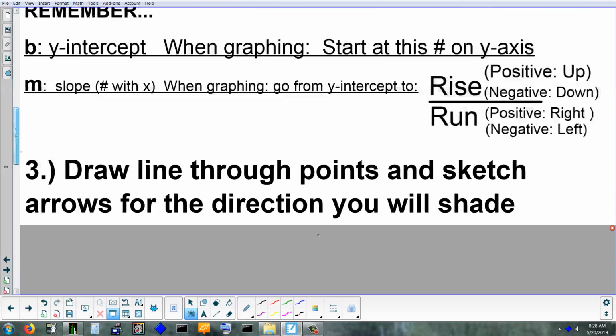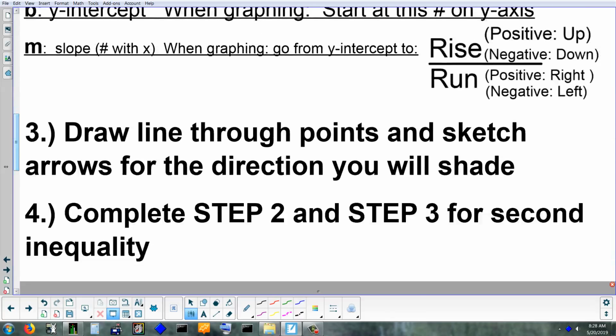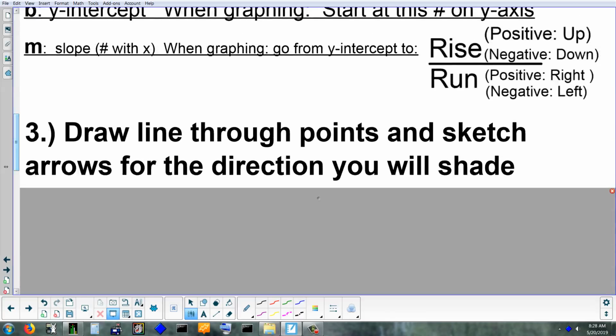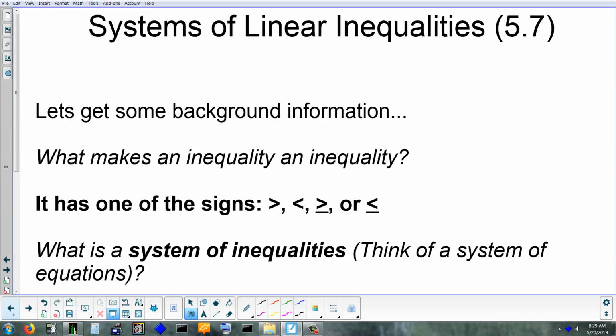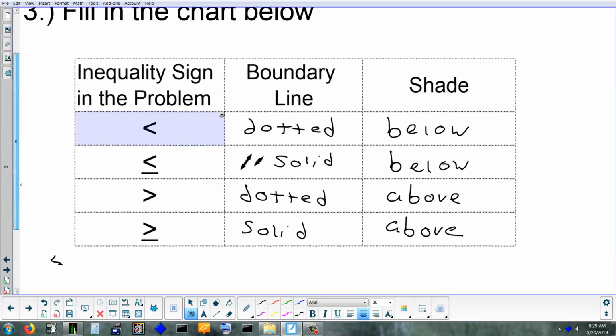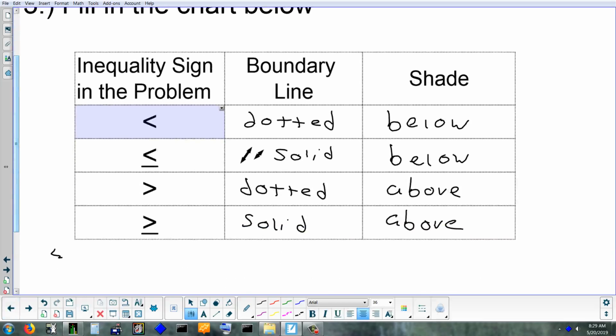All right? Let me see if we have that chart. No. So what I'll do, just so it's in the video, I'm going to go back to that chart again that shows which ones are solid, which ones are dotted, and then what direction you shade. Okay, so I'm going to come right back to step 3 in a second. But if you need that chart again, here it is.